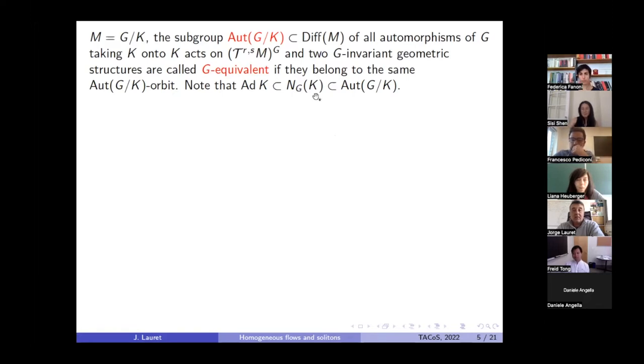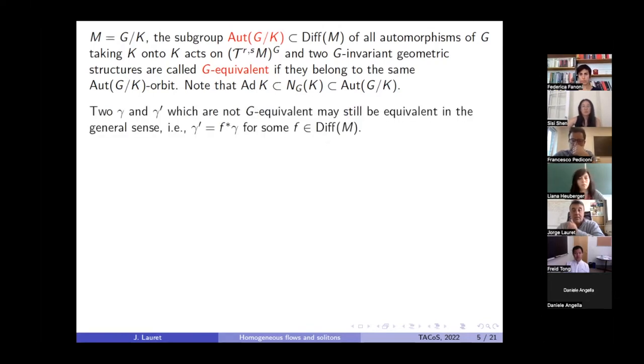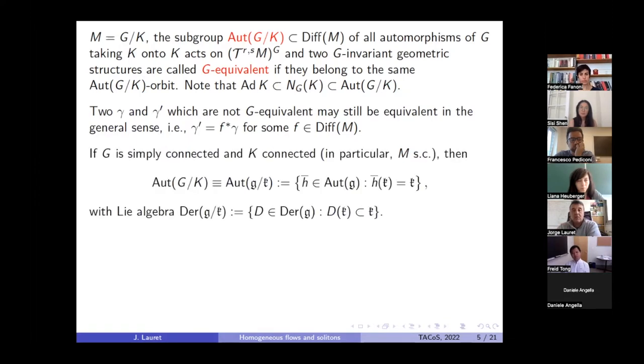Note that you have the normalizer of K in G inside this group. And if you use this group instead, this normalizer, what you get is what is called equivariant equivalence, equivariant diffeomorphism of the homogeneous space. But sometimes this group is larger. Okay, so this is the natural equivalence for G invariant structures. But sometimes the structure can still be equivalent from the general point of view with the diffeomorphism and not be G equivalent. So it depends on the presentation, it depends on the G also.